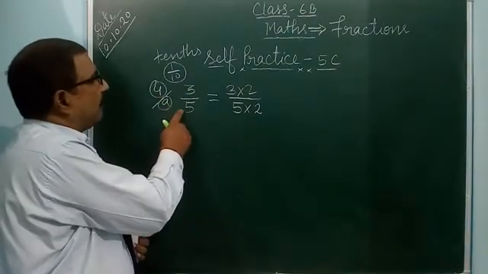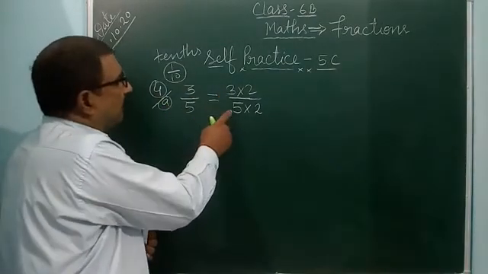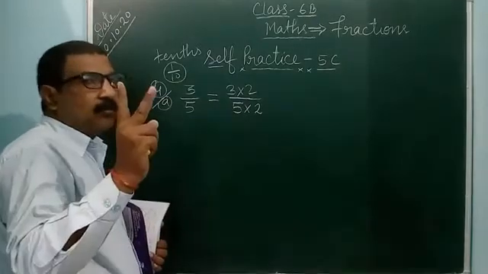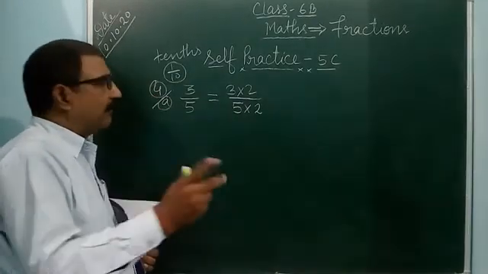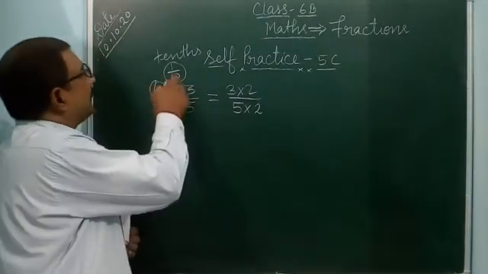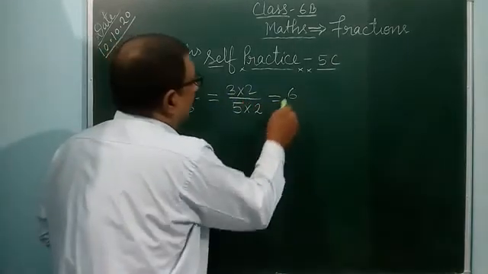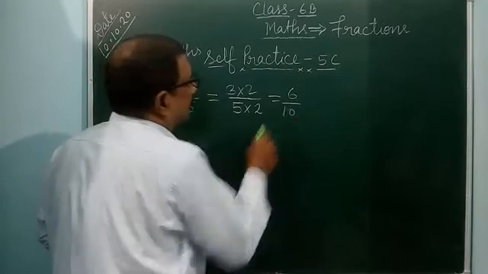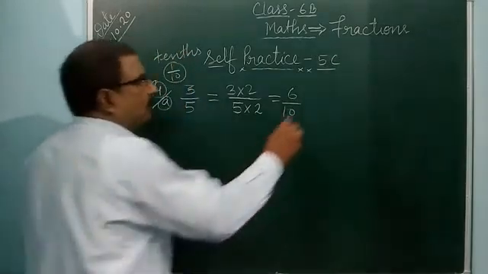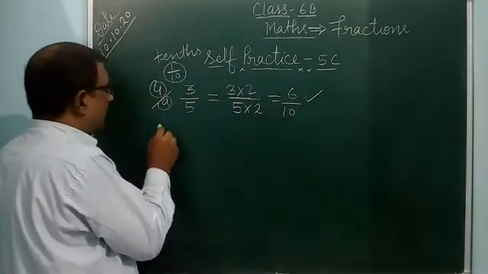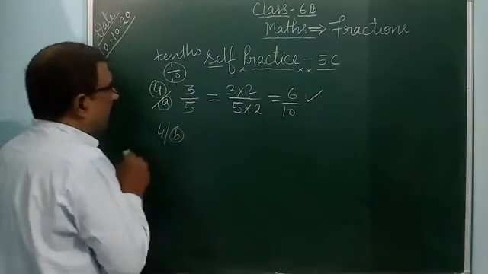Now you have 3 by 5. So 3 by 5 multiplied with 2 by 2 means equivalent, because you can get tens. Tens means denominator 10. So 3 twos are 6 and 5 twos are 10. 6 by 10. So the answer will be 6 by 10. In this way, 4b also you can do.